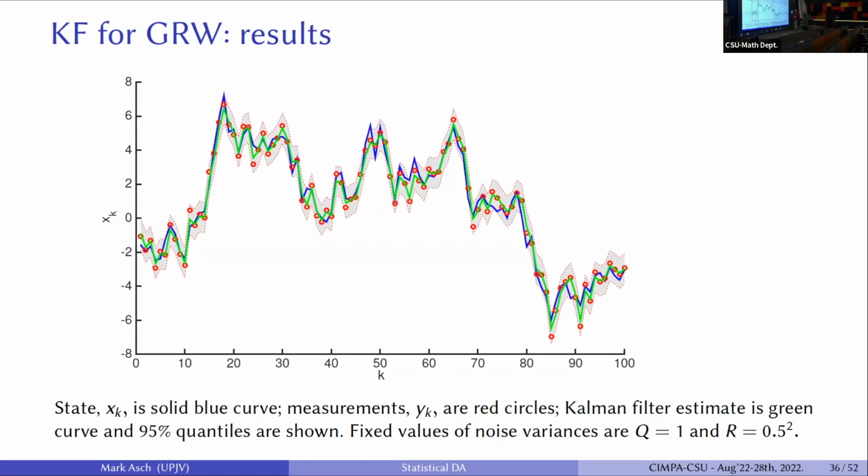I don't know the blue state. All I have are the measurements. I just put the blue state as reference. What I know are the red circles, and I find the green curve. So you see, I can find a good result from very noisy data just using the Kalman filter. You understand, the blue curve I don't know. I just used the blue curve to generate the red points, and the Kalman filter only knows the red points and gives you the green line, which looks quite good.